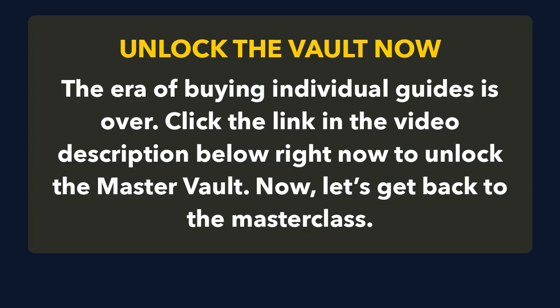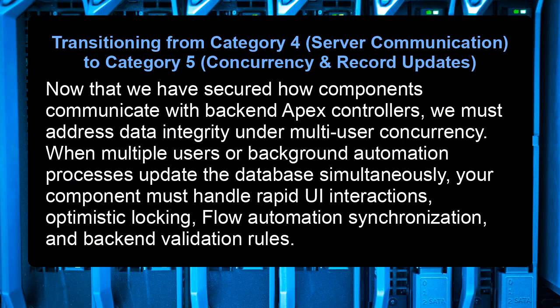Now, let's get back to the masterclass. Transitioning from Category 4 server communication to Category 5 concurrency and record updates. Now that we have secured how components communicate with backend Apex controllers, we must address data integrity under multi-user concurrency. When multiple users or background automation processes update the database simultaneously, your component must handle rapid UI interactions, optimistic locking, flow automation synchronization, and backend validation rules.